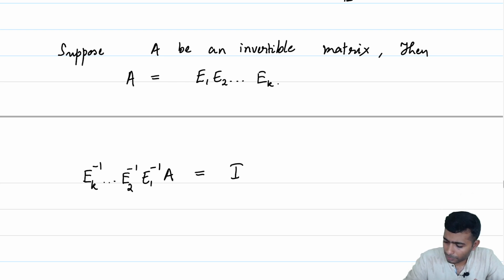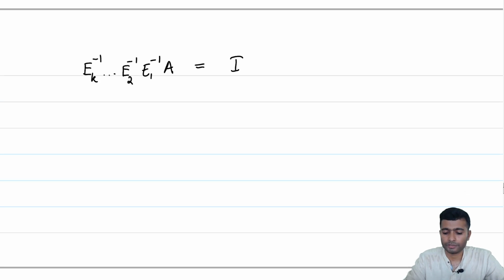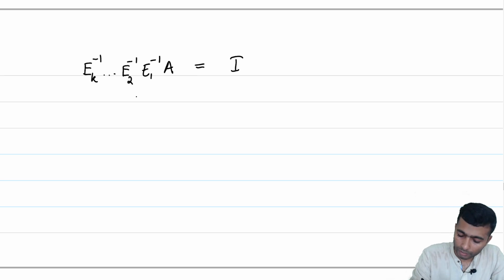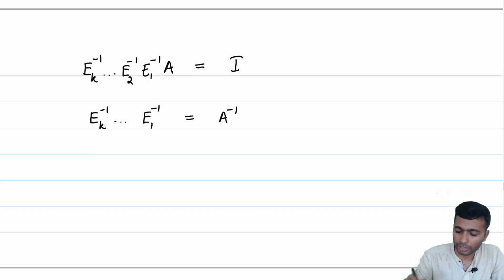But if you carefully observe, what is this E1 inverse, E2 inverse, Ek inverse? They are all multiplication by elementary matrices from the left, right. Multiplication of E1 inverse with A is a row operation. So, what it essentially tells us is that these row operations will give us the identity matrix, or if you multiply A inverse to the right, Ek inverse up to E1 inverse is equal to A inverse.